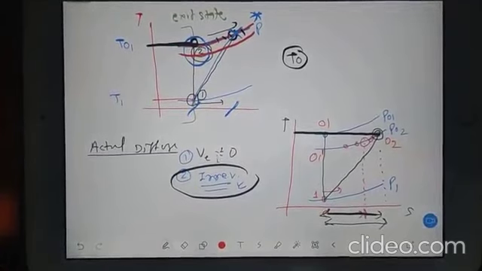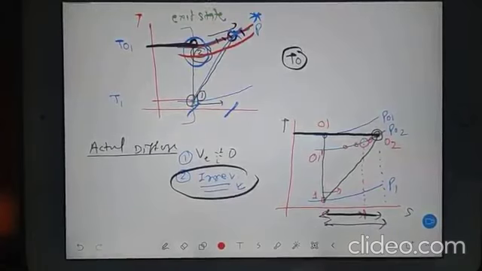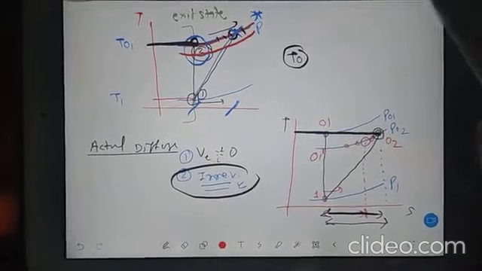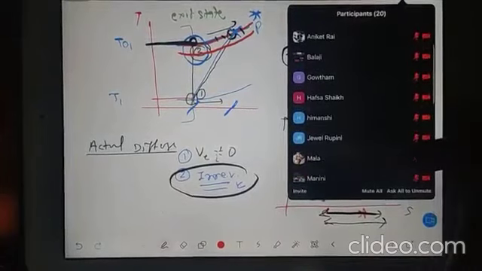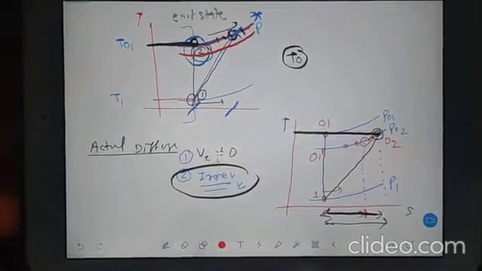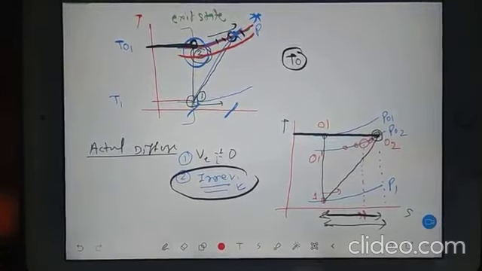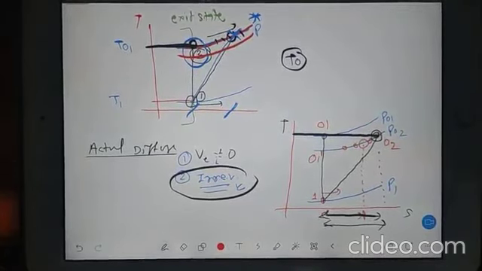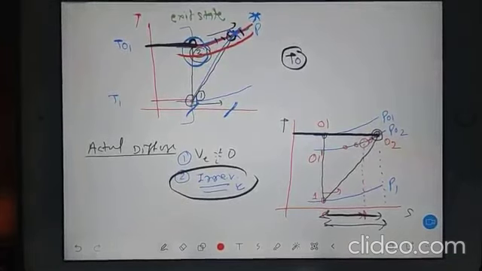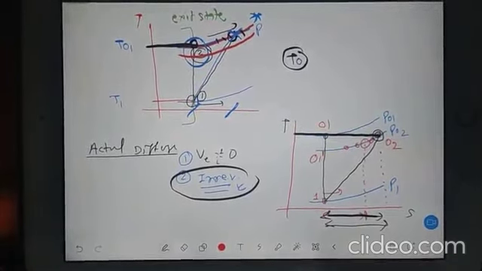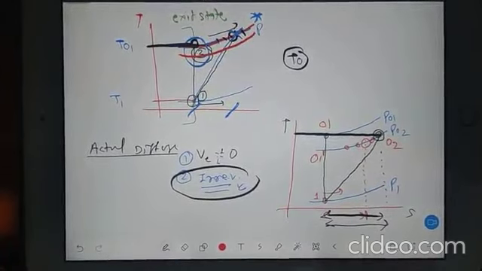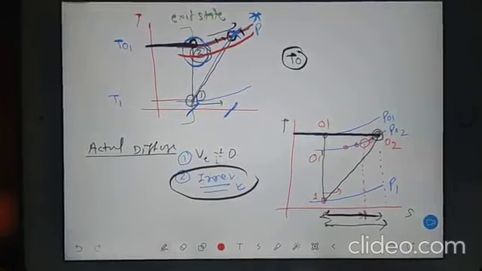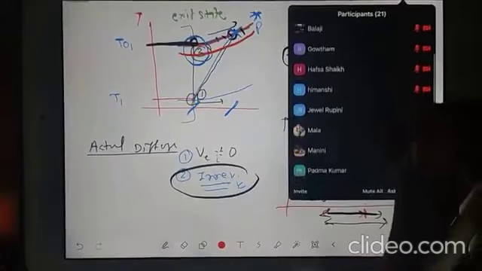Okay, now I will ask a theoretical question. I am selecting student. I am selecting Gautam. Gautam, you tell me why I am drawing P naught 2 line. Why I am drawing P naught 2 line? Due to irreversibility. So my exit will be P naught 1 or P naught 2? Very good. Very good.